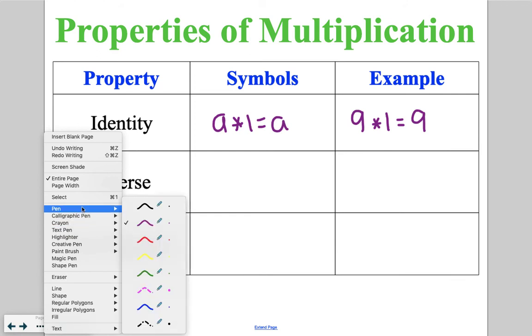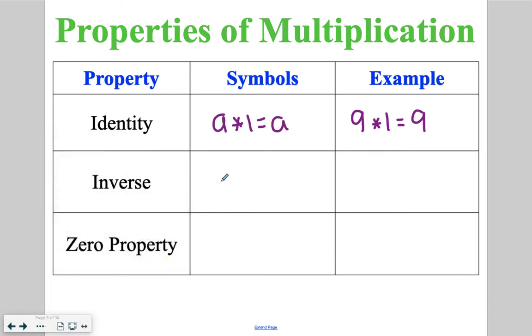The inverse property, again, is going to say that we have opposites. In this case, it's going to say a number multiplied by the fraction of that number is equal to 1. So if I have 9 times 1/9, that's going to get us to 1. So that's saying multiplication and division, because fractions mean division, are inverses.